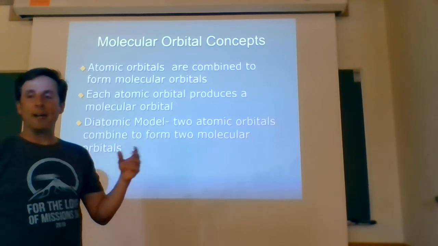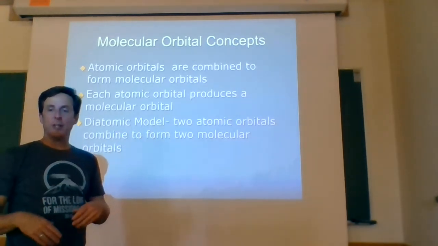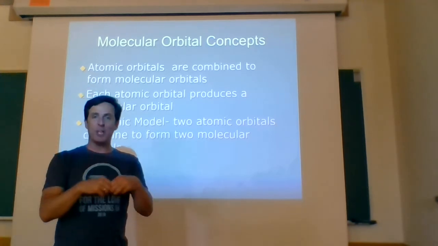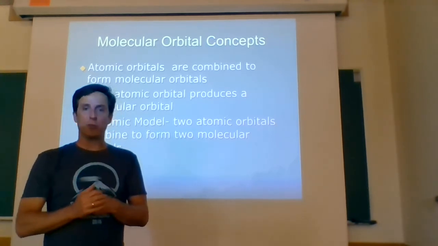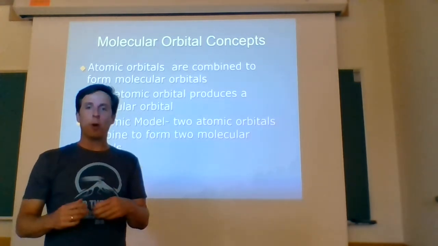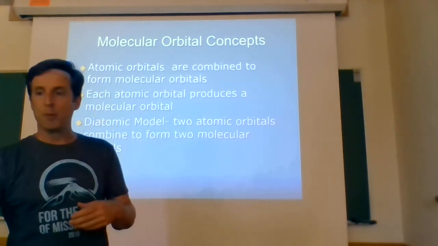So we combine our orbitals, we add them together. Instead of having atomic orbitals, they're molecular orbitals. If we combine 2 atomic orbitals, we get 2 molecular orbitals. If we combine 8 atomic orbitals, we get 8 molecular orbitals. So we're always going to conserve the number of orbitals that we put together.